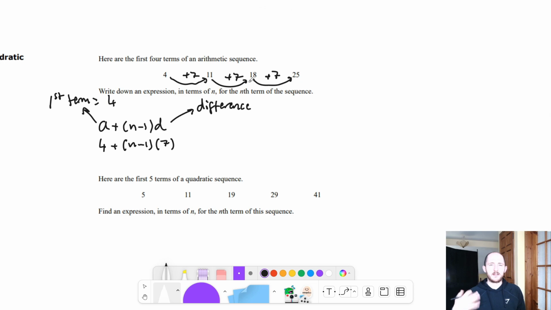Now technically, I don't actually need to simplify this because it doesn't specify to leave it in its simplest form, but just in case it does, I'm going to go through that. We have 4, then we're going to expand this bracket by multiplying this out. So we get 7n minus 7, so we get 7n minus 3 as our expression.